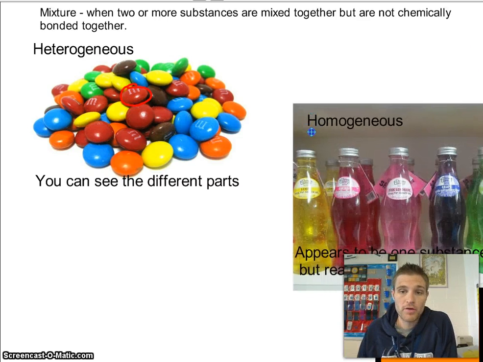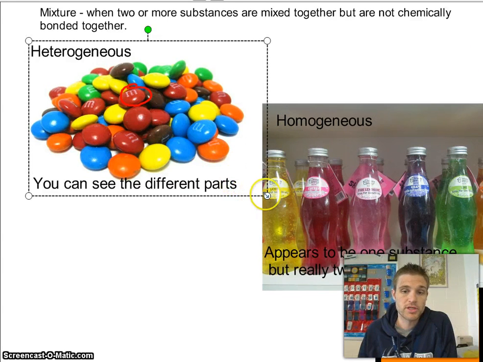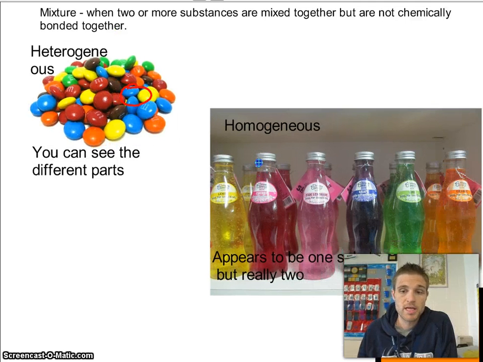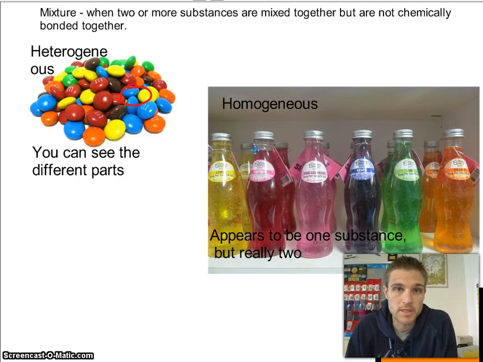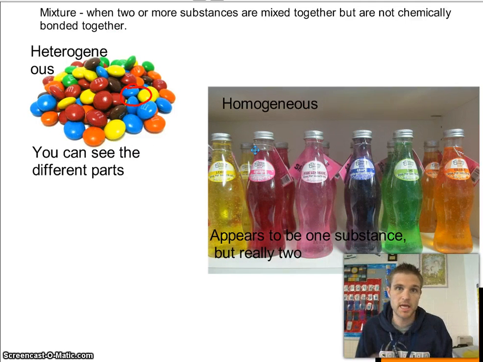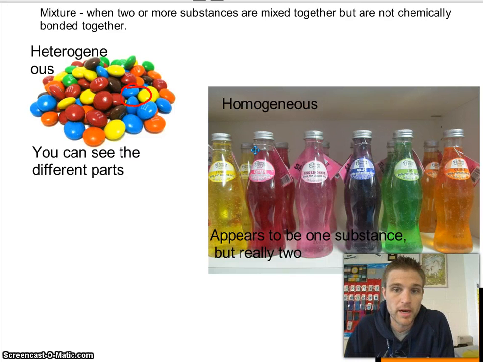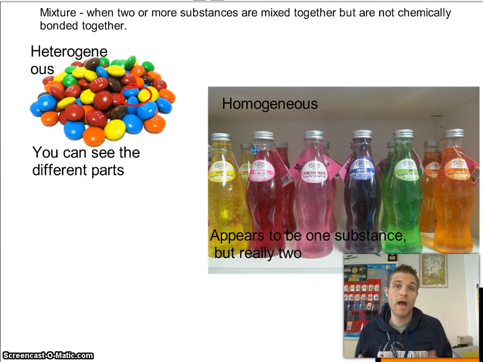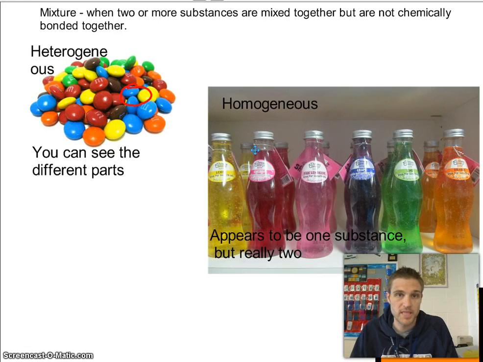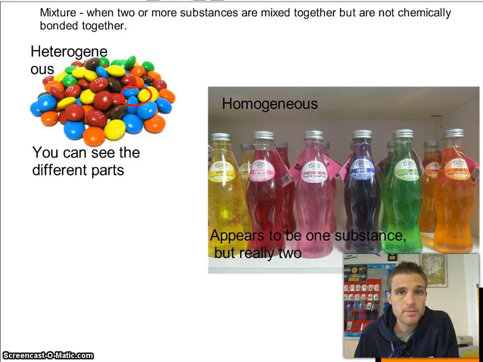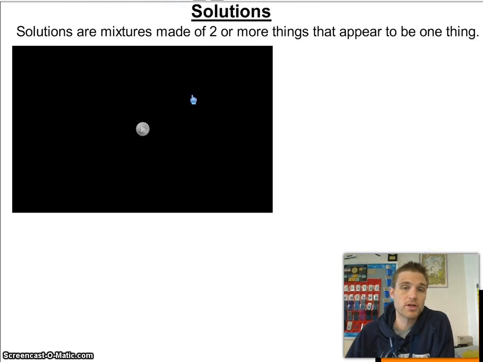The other type of mixture is called homogeneous, which means that it looks like one substance. So I cannot really just easily take the parts out. It might be a little bit more difficult, but I can still do it. The way I remember these, I think of the prefixes hetero and homo. The prefix homo means the same, and the prefix hetero means different. So when I see heterogeneous, it makes me think of something that's different, and I can see the different parts of it.